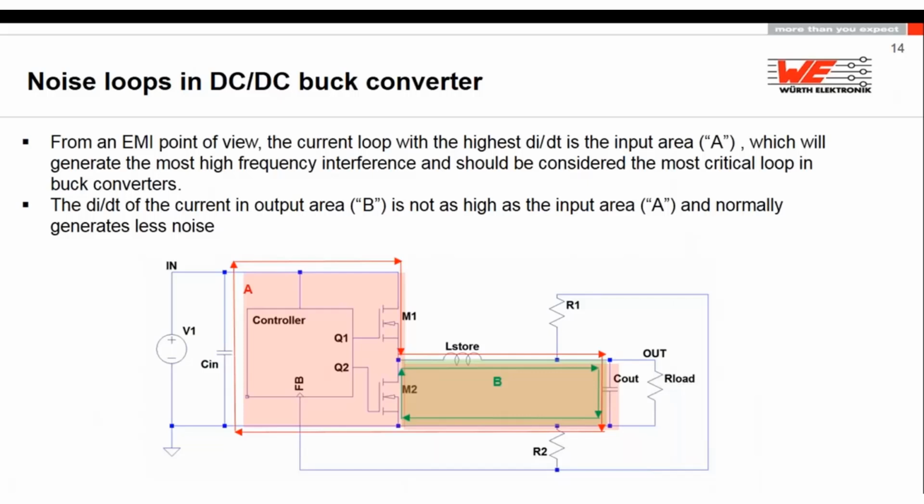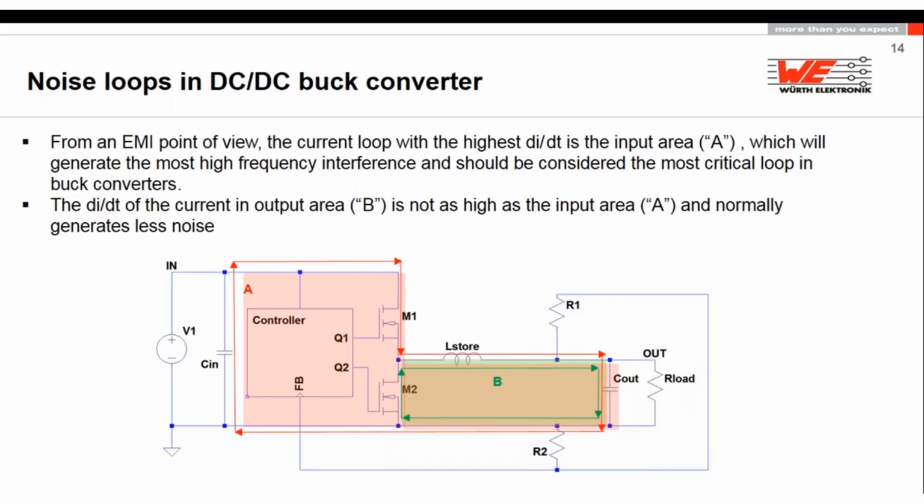Additionally, you have to take care about these di/dt loops, because you have different noise loops: an input noise loop and an output noise loop, depending on the switching mode. You have to consider these different noise paths, where the noise can go through the input capacitor out to the output capacitor, or just between the inductor and the output capacitor.